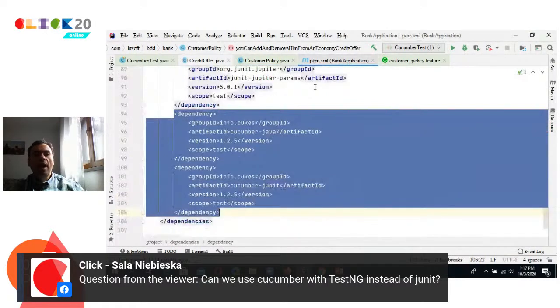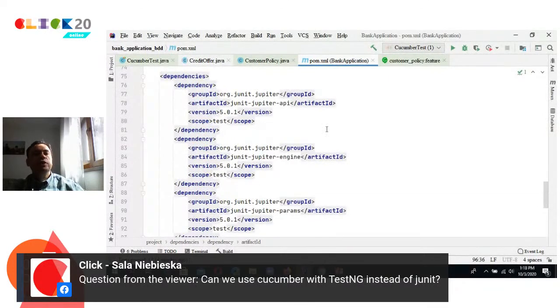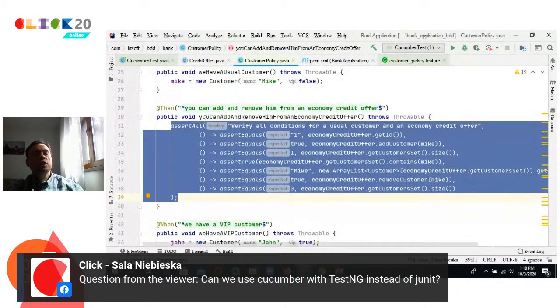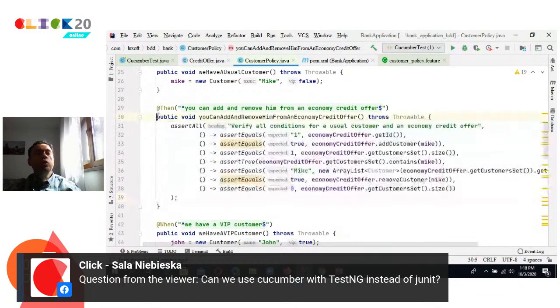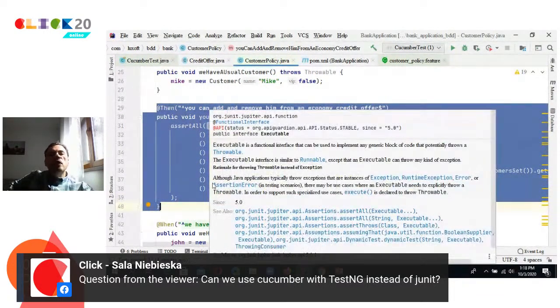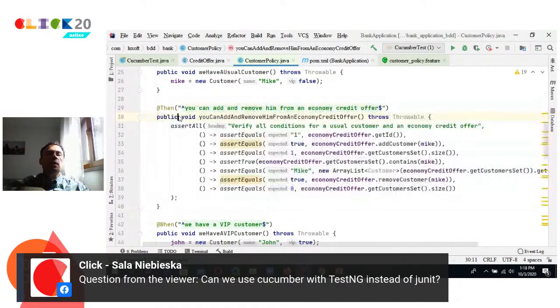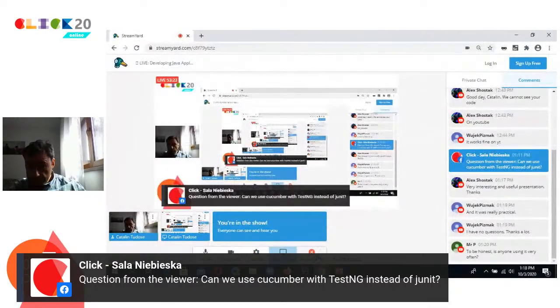Of course, we'll have to replace here the dependencies for JUnit 5 with dependencies for TestNG, and here all verifications or assertions will be made through TestNG. Cucumber will execute this step, and we'll see, okay, now I'm not working with JUnit 5, I'm working with TestNG, and I am going to execute the TestNG assertions. I think this answers your question.